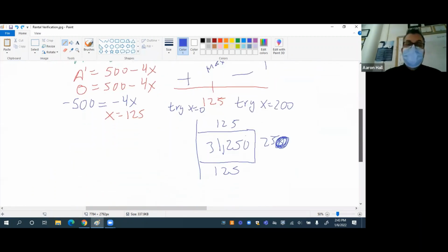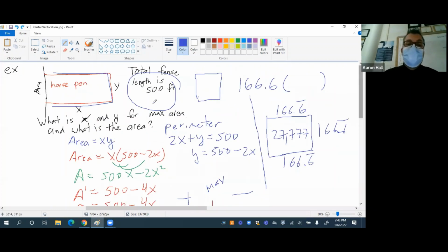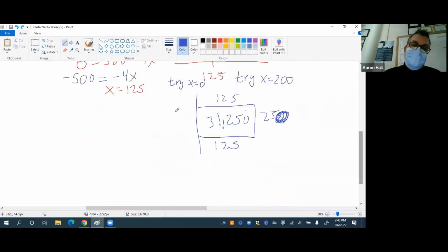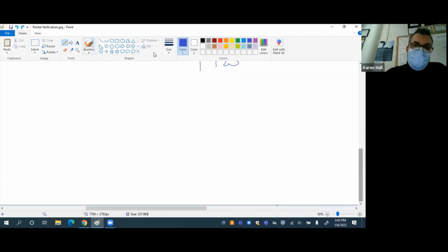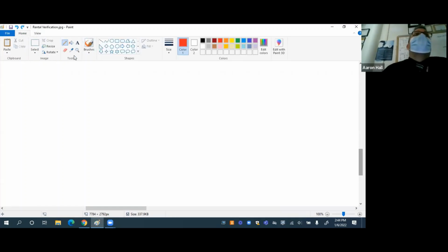Okay, and question? Do we get the same answer? Let's try that. Do we get Emerson's answer of 166.6 if we start out again? We have 500. Let me zoom in. So the answer is yes, but let's confirm it. Let's confirm it with calculus. Emerson, are you okay with that?